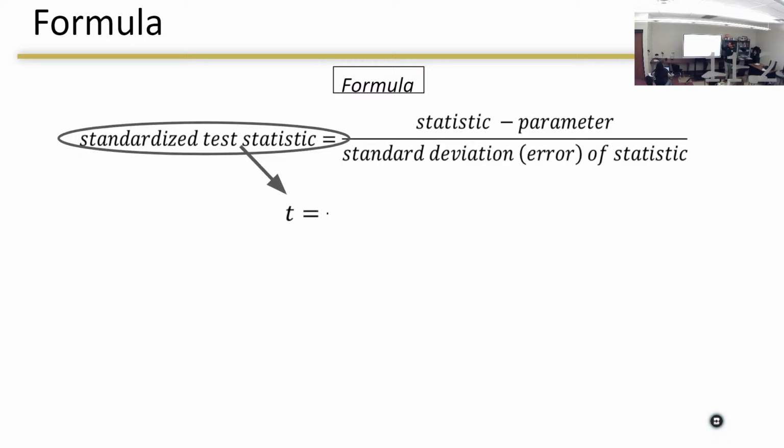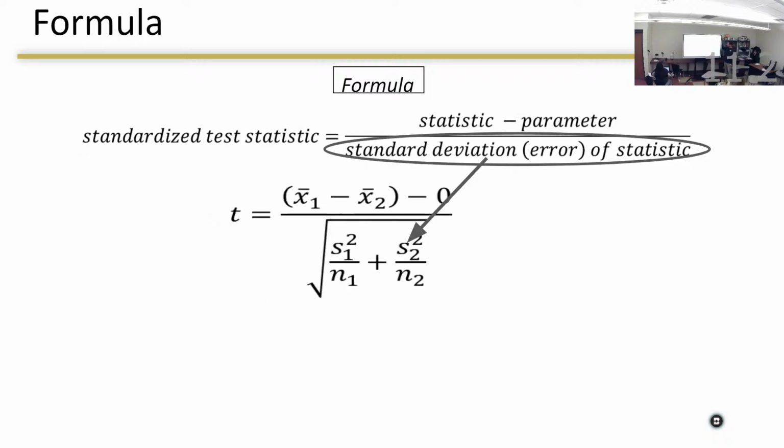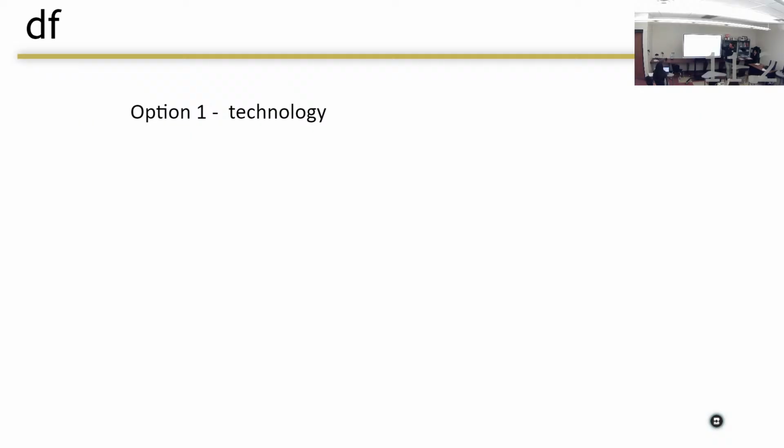Oh, here it is, non-hieroglyphics. Except I put a stupid arrow right in the middle of the way. Your DF, you're going to get it from technology. It's that really big formula that's nasty. You're going to get it from technology. Just punch it in your calculator or punch it in Desmos, and when you hit enter, it's going to give you that DF. And just put that DF down, whatever it is.